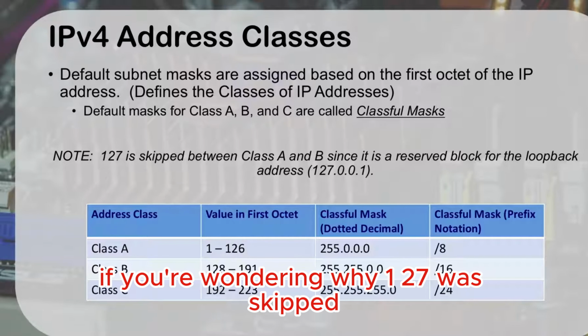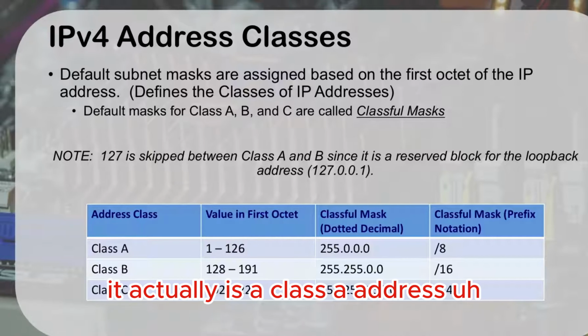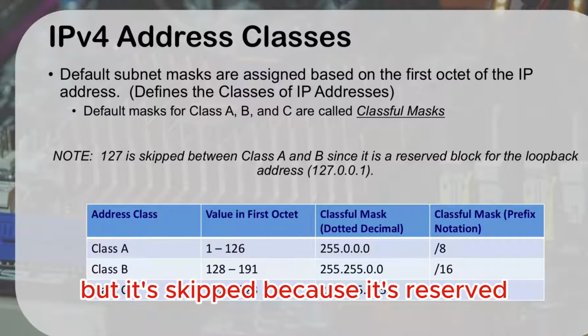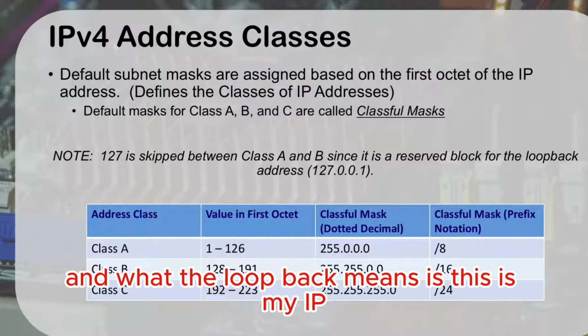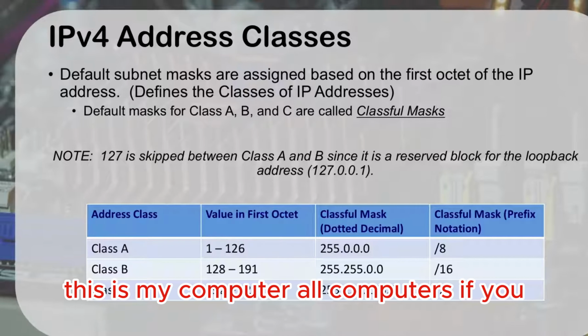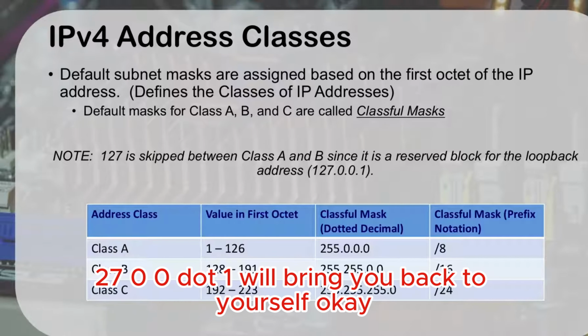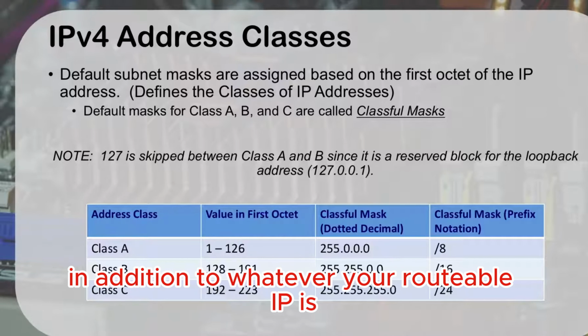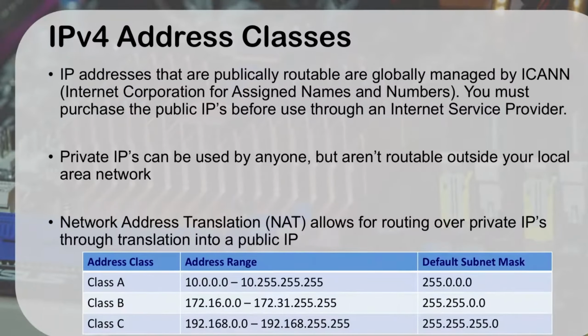If you're wondering why 127 was skipped, notice it's not there between A and B. It actually is a Class A address, but it's skipped because it's reserved. You can't use that IP. It's reserved for the loopback. And what the loopback means is, this is my IP. This is my computer. All computers, if you go to 127.0.0.1, will bring you back to yourself. Okay? In addition to whatever your routable IP is, that's just a standard one that has been saved for that purpose.